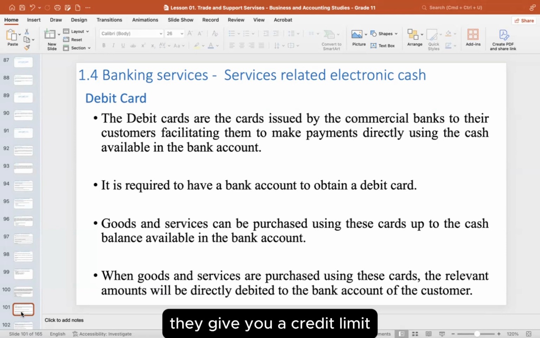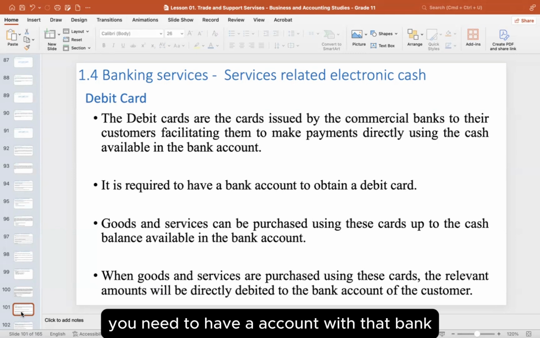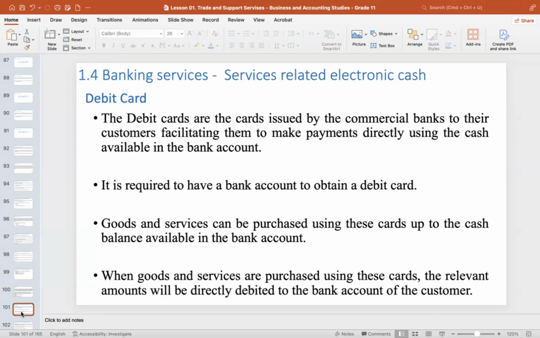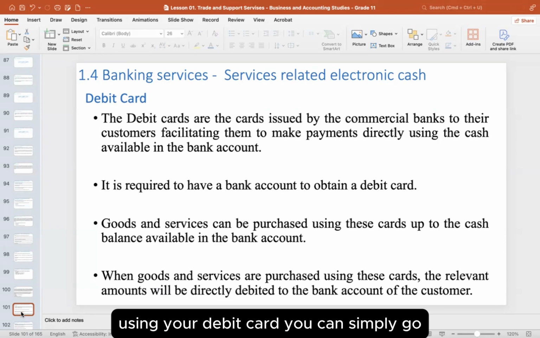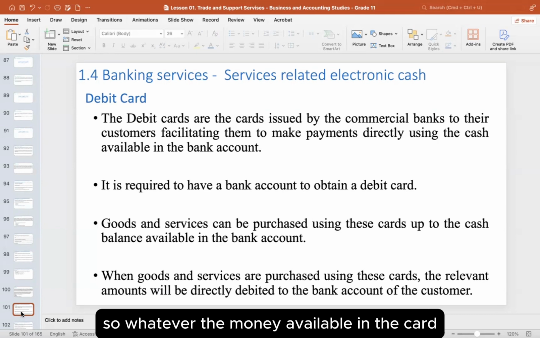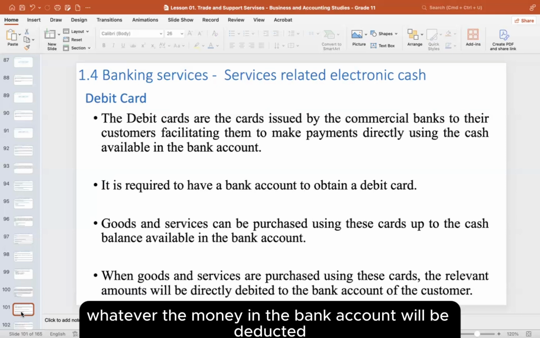Now we learned about credit cards. Credit cards give you a credit limit. But for debit cards, you need to have an account with that bank and you can use the money available in the bank account using your debit card. You can simply go and make payments using the debit card. Whatever money is in the bank account will be deducted.